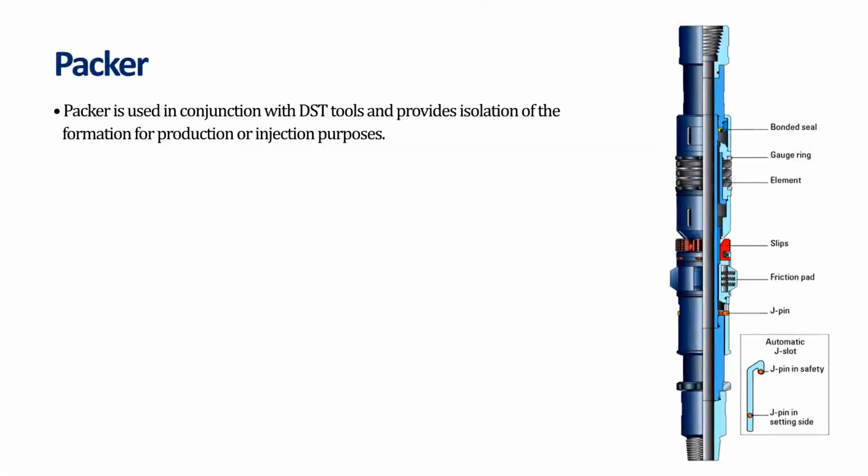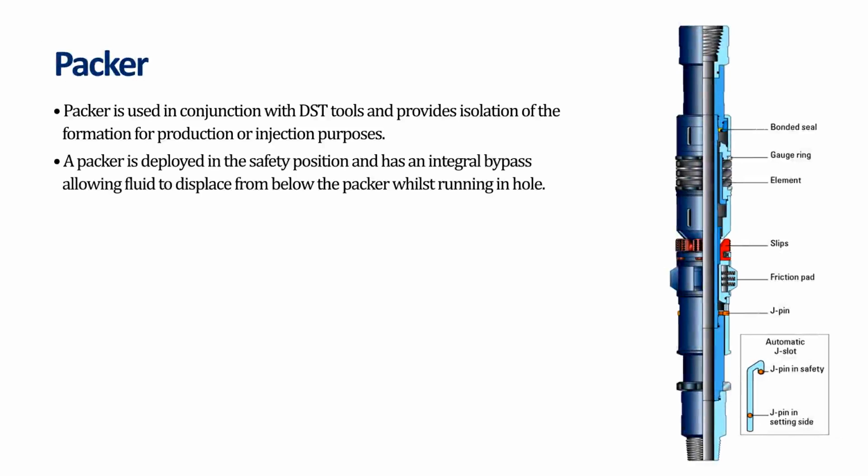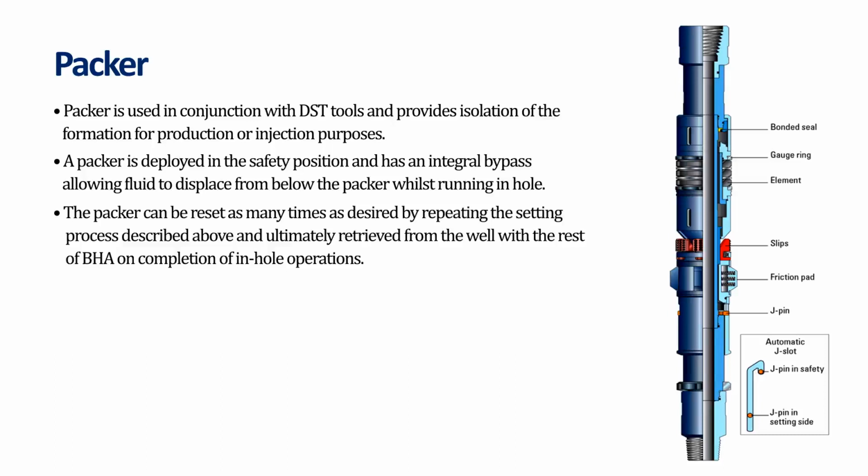Packer. A packer is used in conjunction with DST tools and provides isolation of the formation for production or injection purposes. A packer is deployed in the safety position and has an integral bypass allowing fluid to displace from below the packer whilst running in hole. The packer can be reset as many times as desired by repeating the setting process described above and ultimately retrieved from the well with the rest of the BHA on completion of in-hole operations.